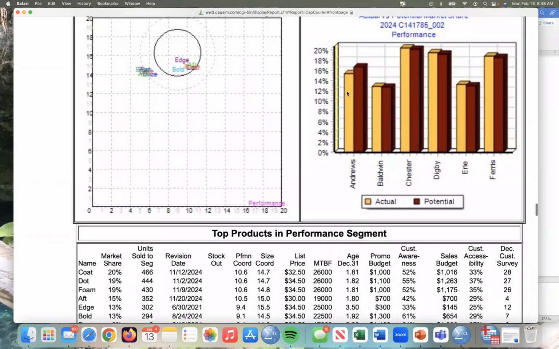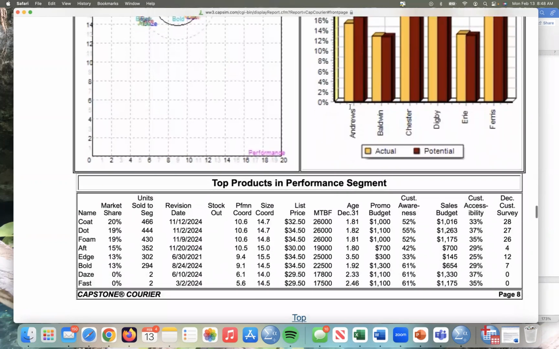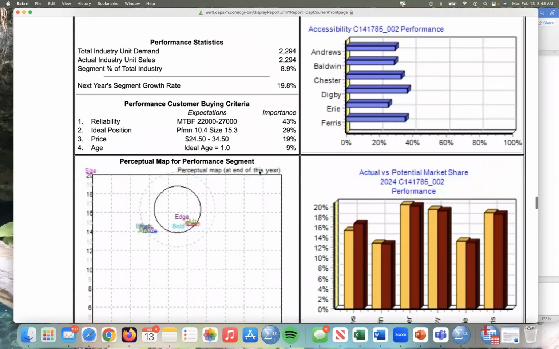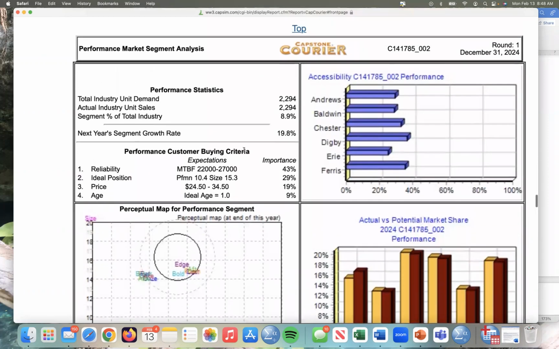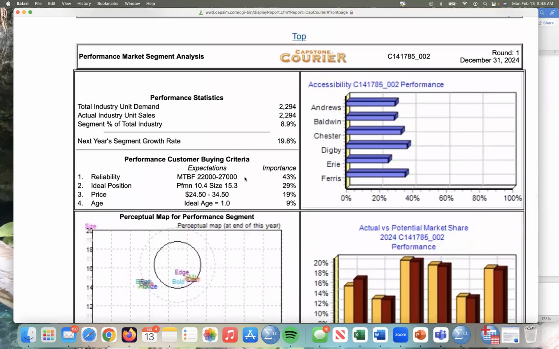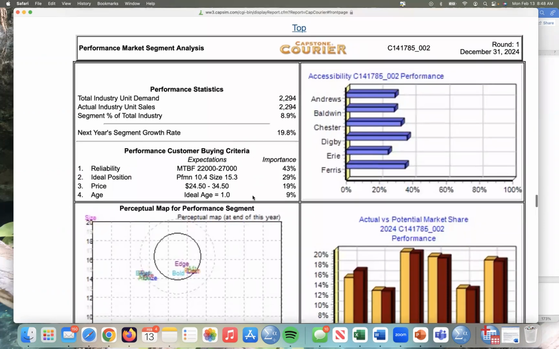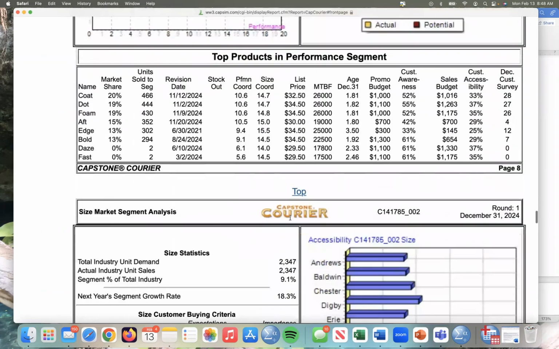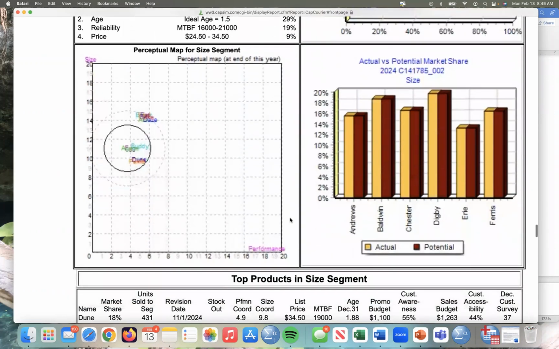We did pretty good in the performance segment, but again, we under forecasted. This is our potential. This is the actual. We could have sold a little bit more in the performance segment because, looking at, again, our MTBF is way low in that segment. We really need to do some innovation in that segment. And again, the ideal age here is only 1, meaning every other year. If you're in this segment every other year, you need to R&D the product to stay innovative in this segment as well.